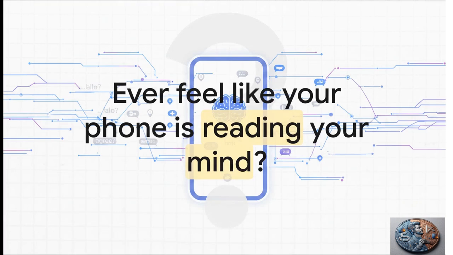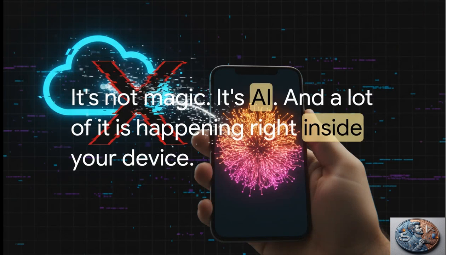You know that feeling? Your phone suggests the perfect reply to a text before you've even thought of it. Or maybe it's finishing your sentences as you type. It can feel a little spooky, almost like magic, like it knows exactly what you're thinking. But here's the fascinating part. It's not magic, it's artificial intelligence. And what's really interesting is that a lot of this intelligence isn't coming from some giant server in the cloud. Nope, it's happening right there in the palm of your hand.